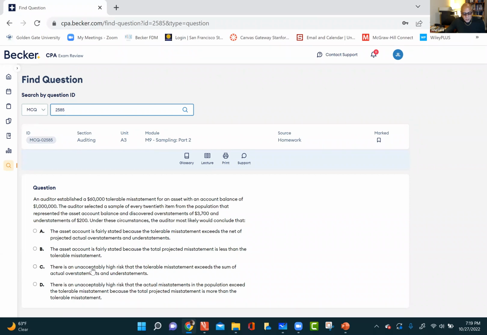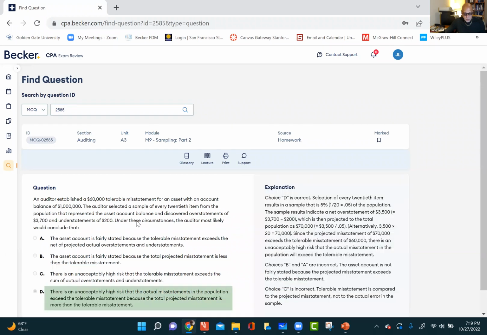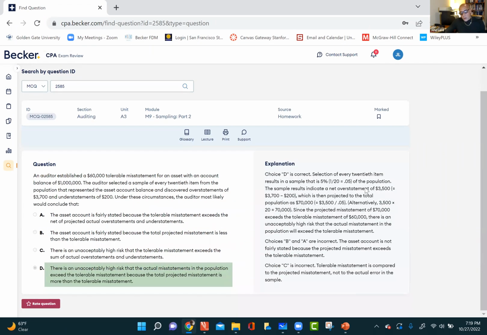There is an unacceptably high risk that the tolerable misstatement exceeds the sum of the actual overstatements and understatements, the net, not the sum, but the net of them. Or there's unacceptably high risk that the actual misstatement of the population exceeds the tolerable misstatement because the total projected misstatement is more than the tolerable misstatement. It's not the sum, it's the difference, right? I would take the net. So the correct answer here is D. But you could get rid of A and B. They said the sum, but they net each other out. So that's why D was correct and C was wrong.